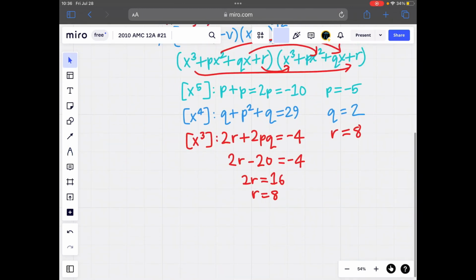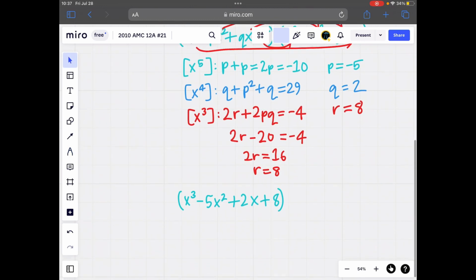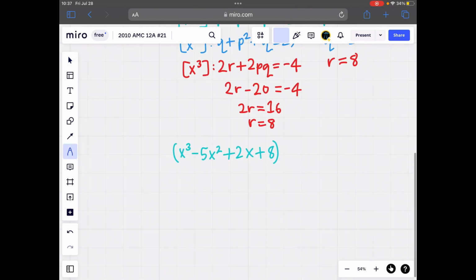So we have x cubed plus px squared plus qx plus r is nothing but x cubed minus 5x squared plus 2x plus 8. And so we have to find the largest root w of x cubed minus 5x squared plus 2x plus 8. And if you play around, you might notice that negative 1 is a root of this polynomial, because 1 plus 5 plus 2 is equal to 8.